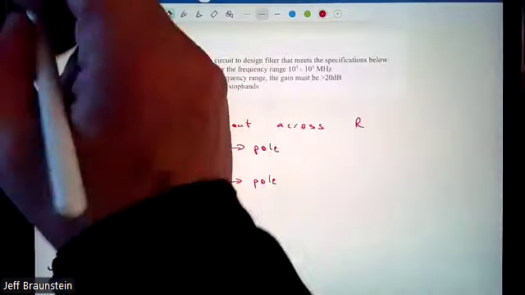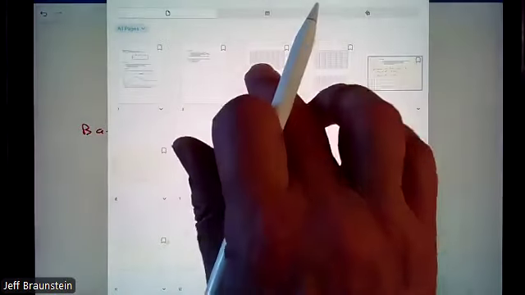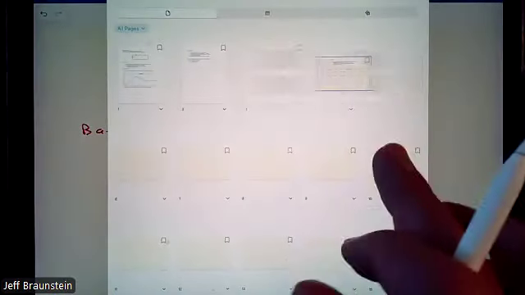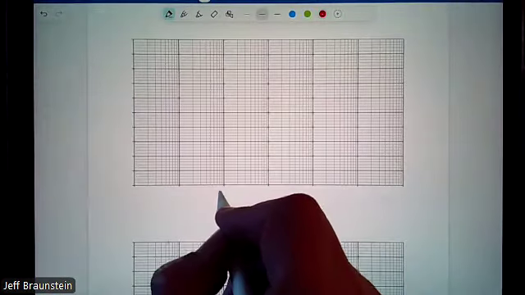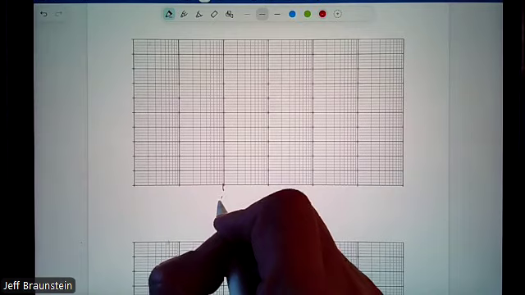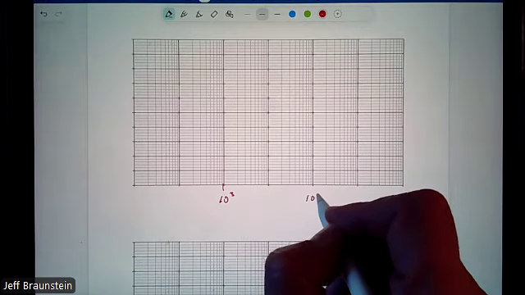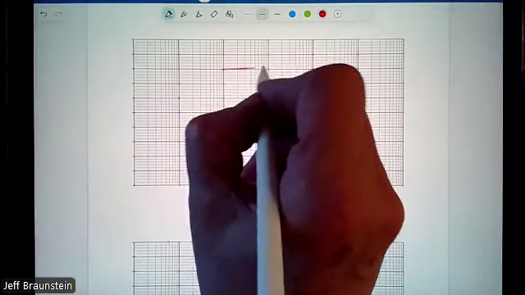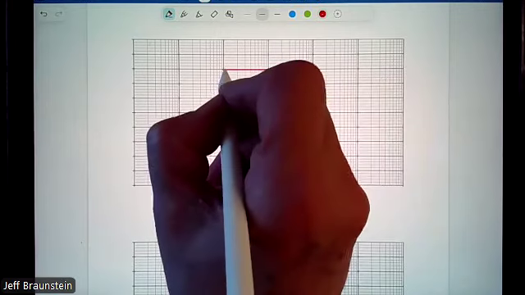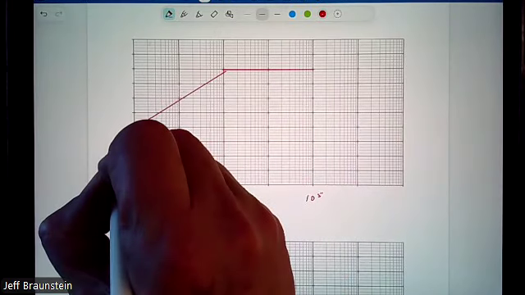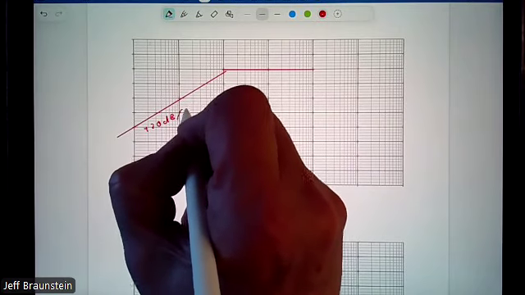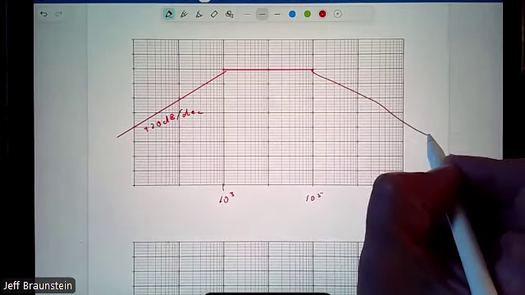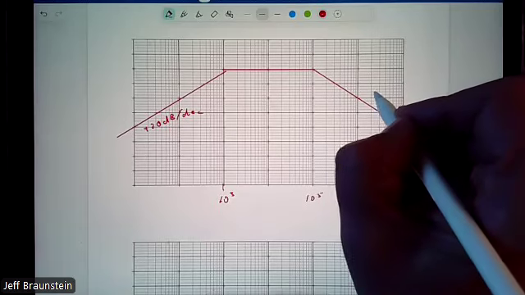So we can go grab some Bode paper and just pick up this comment after doing the plot. So I'm not going to give us units on the y-axis just yet. There's 10 to the 3. There's 10 to the 5. There's some pass band. And we do know this slope is plus 20 dB per decade. And this slope minus 20 dB per decade.